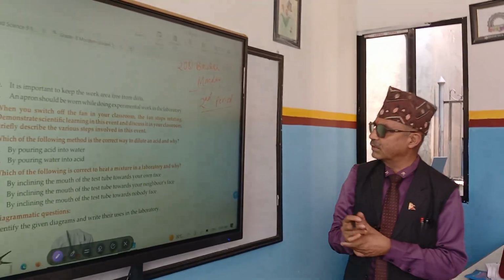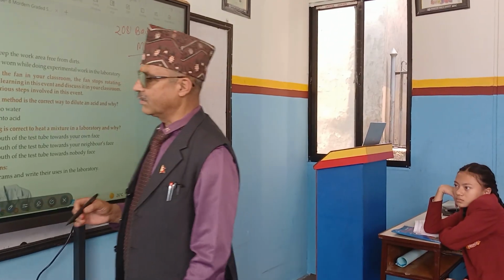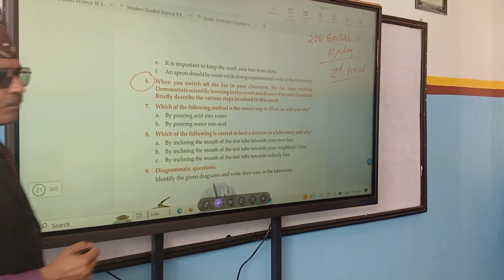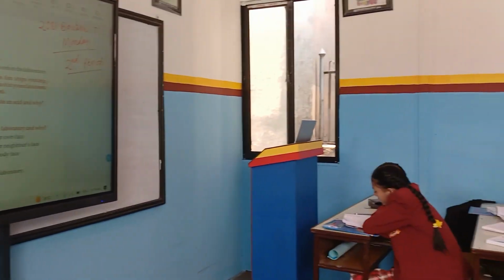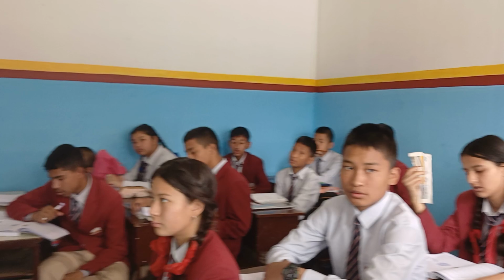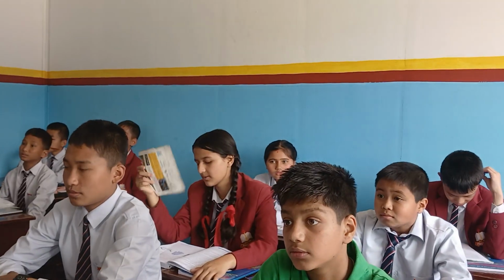So today we are going to discuss some exercises. Question number 6. What is given here? When you switch off the fan in your classroom, the fan stops rotating. Demonstrate scientific learning in this event and discuss it in your classroom. Briefly describe the various steps involved in this event.